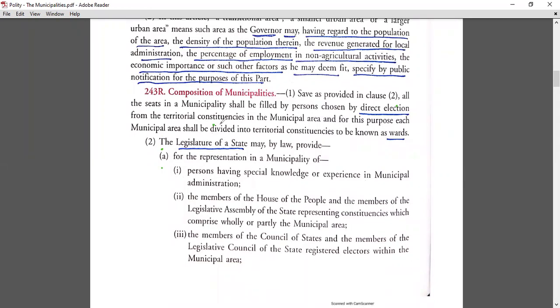In the law they will provide the specifications where there can be persons having special knowledge on municipal administration, members of the House of the People, and members of the Legislative Assembly of the state representing constituencies which comprise wholly or partly the municipal area. So House of the People here is Lok Sabha. They can also come to represent the constituencies wholly or partly of that municipal area, even the members of assembly.